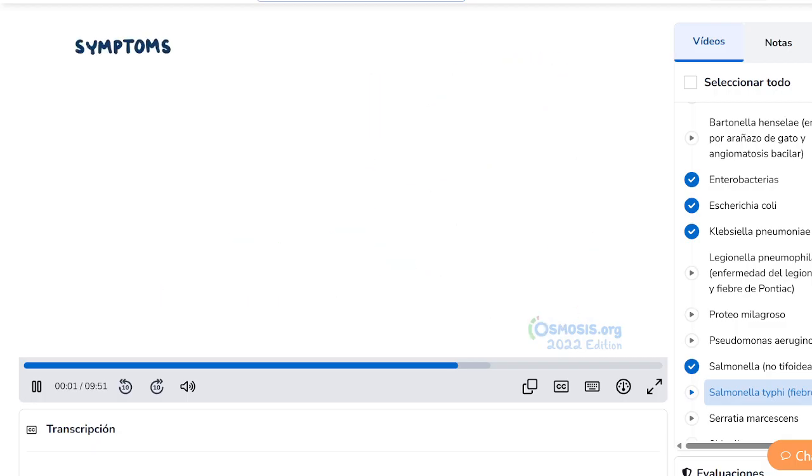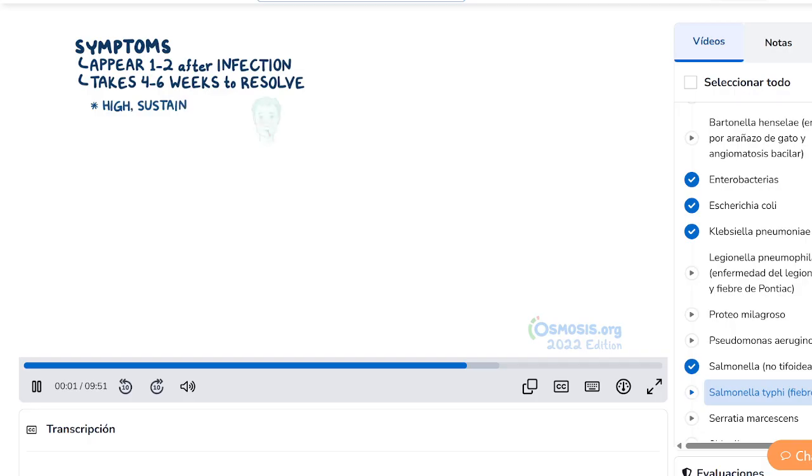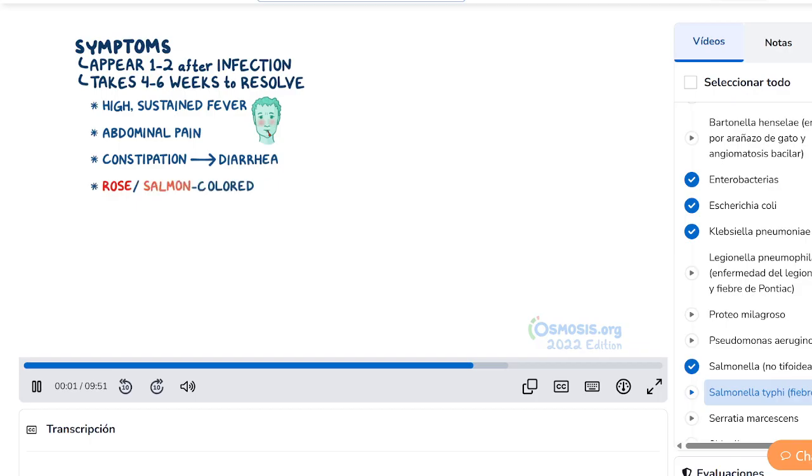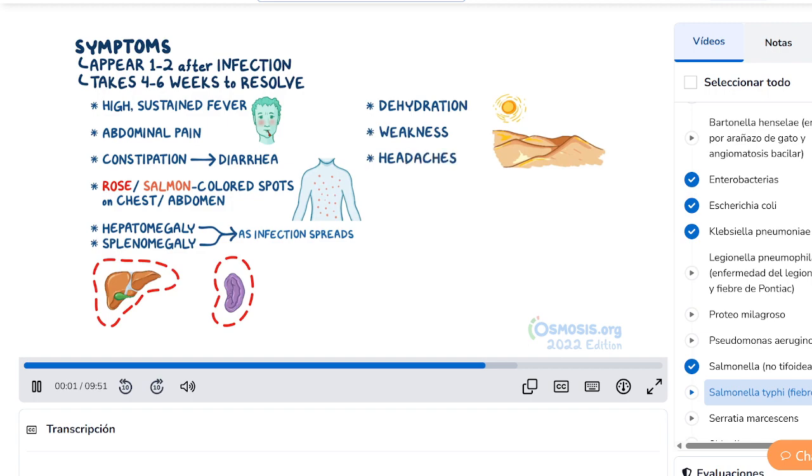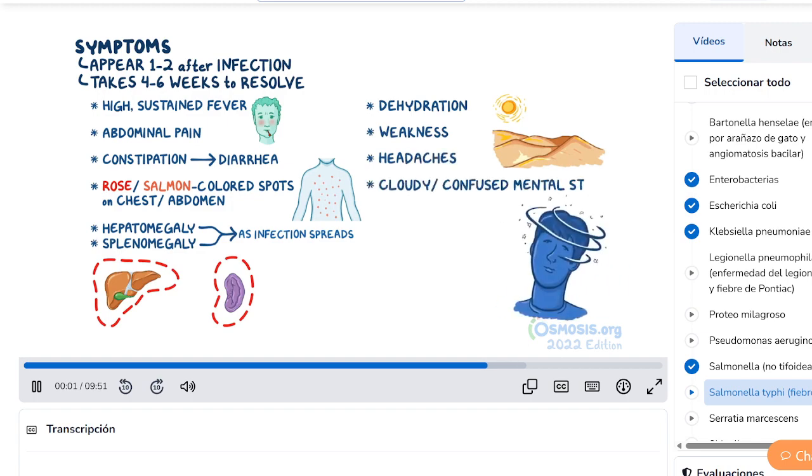Now, symptoms of typhoid fever first appear about 1 to 2 weeks after initial infection and can take 4 to 6 weeks to resolve. Typically, there's a high, sustained fever, abdominal pain, constipation followed by diarrhea, and rose or salmon-colored spots on the chest and abdomen. Hepatomegaly and splenomegaly can also occur as the infection spreads. Dehydration, weakness, headaches, and an overall cloudy or confused mental state can occur, especially in advanced cases.